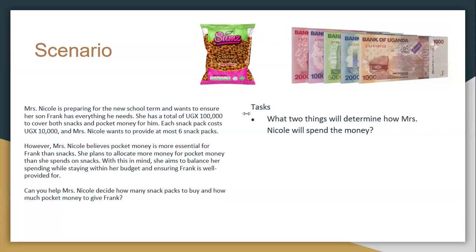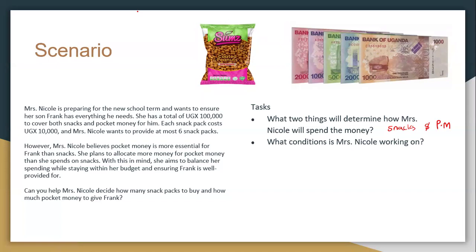Okay, very good. So people are saying that for her to spend, she'll depend on two things, the pocket money and the snacks, and the cost of the pocket money and the snacks. Yes. So those are the two things that are going to determine how Mrs. Nicole will spend. Very good. And now I want to let you know that those two things you have mentioned, the snacks and the pocket money, are what we call our variables. So those are going to be our two variables that we are going to use. Very good. Thank you.